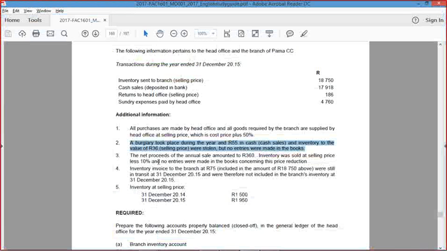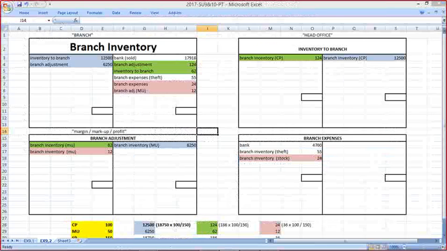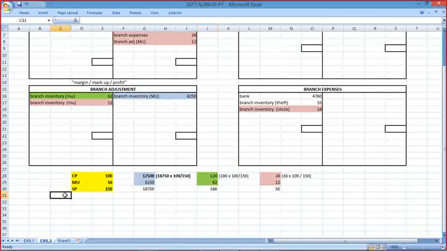The net proceeds of the annual sale amounted to 360. Inventory was sold at selling price less 10%, and no entries were made in the books concerning this price reduction. Okay, so we need to record this transaction if no entries were made. Do you agree? So net proceeds of the sale. Remember this was sold at selling less 10%, do you agree?